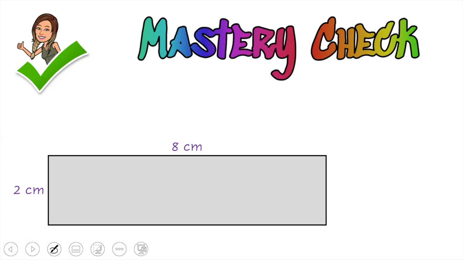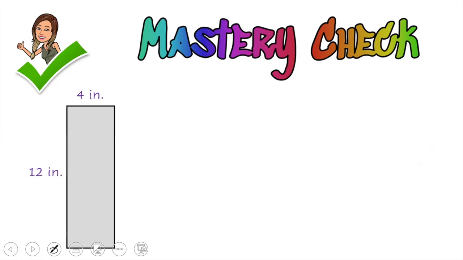So we have our formula A equals length times width. So A equals 2 times 8. 2 times 8 is 16 centimeters squared. Here's another mastery check. I want you to pause now and see if you can do this one by yourself.